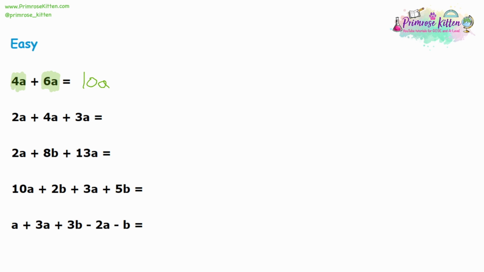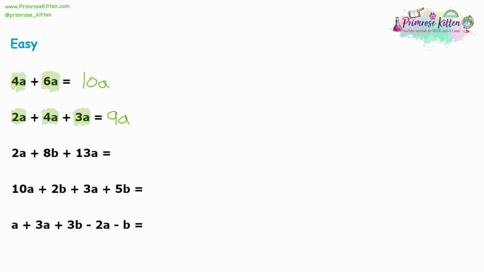So moving on to question 2, let's try the same thing. So we can see that we've got 2 apples. We've got another 4 apples, so that would give us 6 apples altogether. And then another 3 apples, so the 6 apples plus 3 more apples would give us 9 apples.